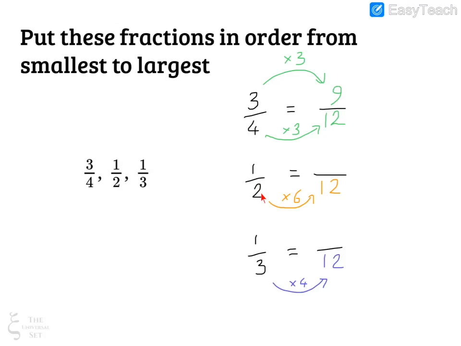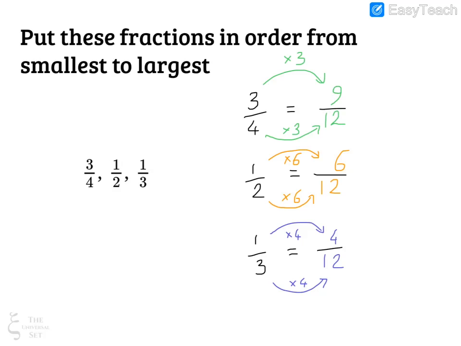Same thing over here then. I multiplied by 6 on the bottom, so I'm going to need to multiply by 6 on the top. And 1 times 6, that's a nice easy one, is 6. And the last one, we've got 3, we multiplied it by 4, so I'm going to have to multiply by 4 on the top. Okay, multiply by 4, 1 times 4, again another easy one, is 4.